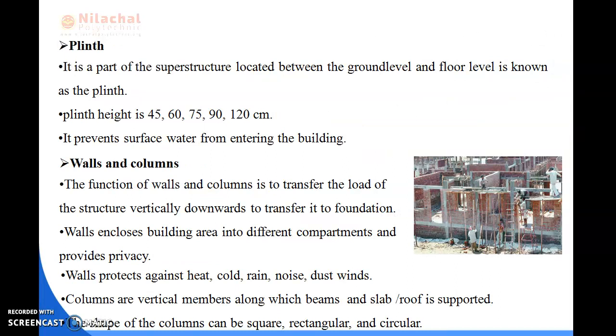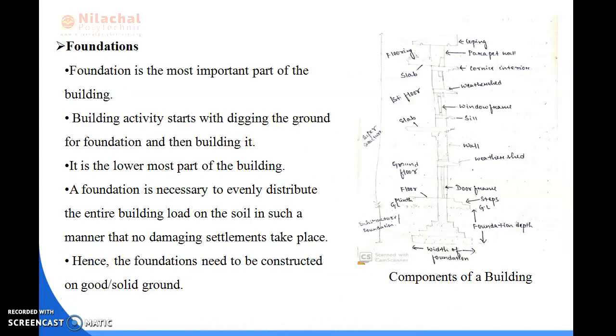It is the part of the structure which is located between the ground level and the floor level. This is known as plinth. I have already shown you here. You can see this is the plinth I have shown you. It is located between the ground level and the floor level.